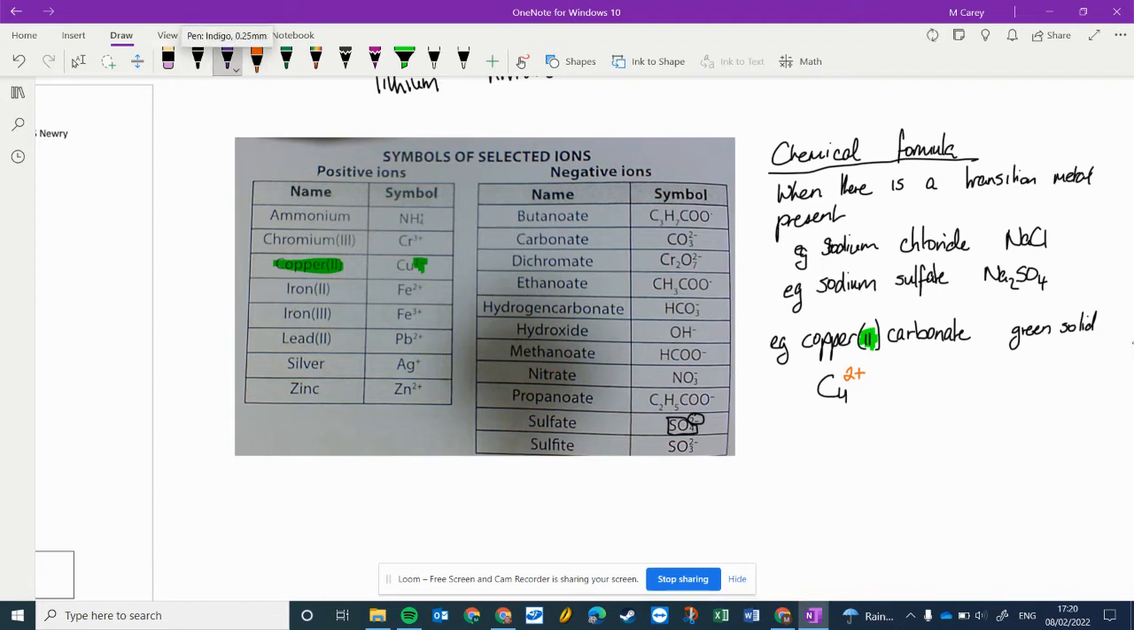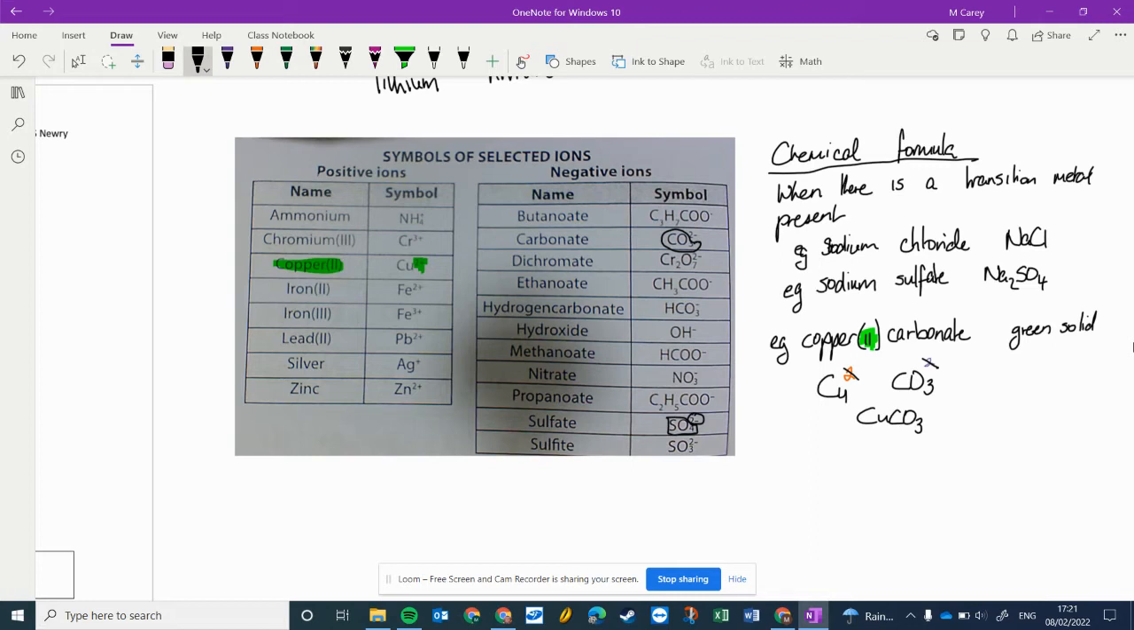And then carbonate. Remember, carbonate is CO3 is the chemical formula. Just to remind you, the chemical formula is any of the small numbers, and the charge is 2-. And then we will lose the charge. If the numbers are the same, they cancel down. And then when we drop and swap, we actually just end up with CuCO3.